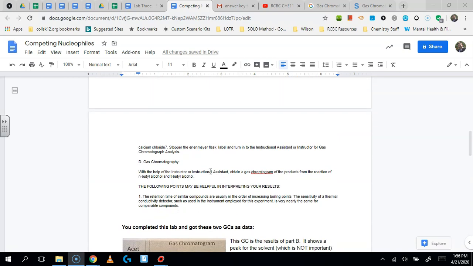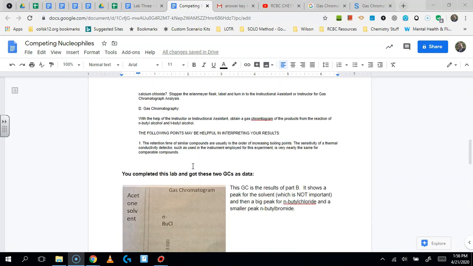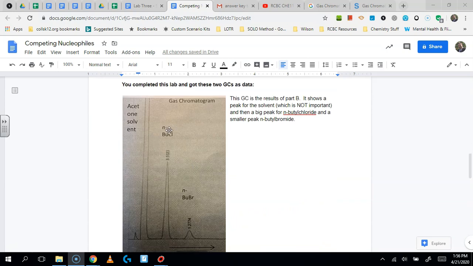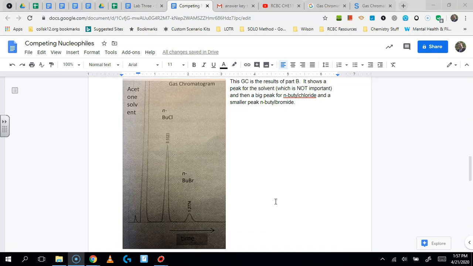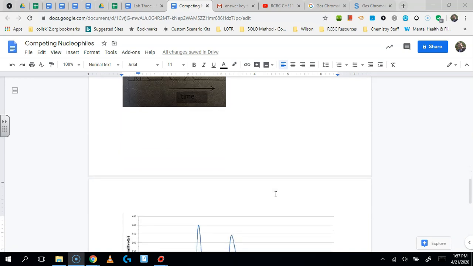You would get gas chromatography results, and after reacting the n-butyl alcohol, or the 1-butanol, with the chloride and bromide nucleophilic mixture, this is the result that you would get. Here's a GC. This peak right here is the solvent peak. You don't have to worry about that. But then you have the n-butyl chloride peak and then the n-butyl bromide peak. That tells you something about which nucleophile is favored in that reaction. And so that's for part B.